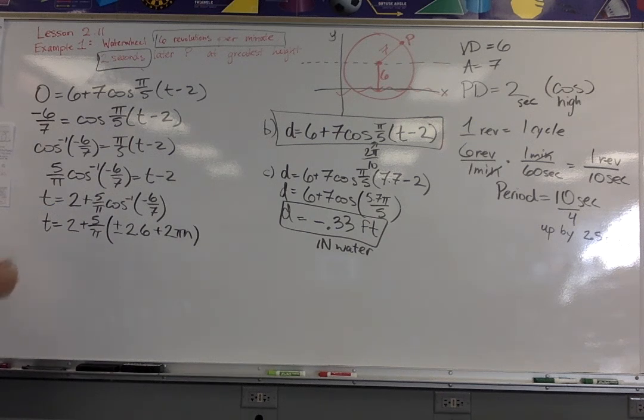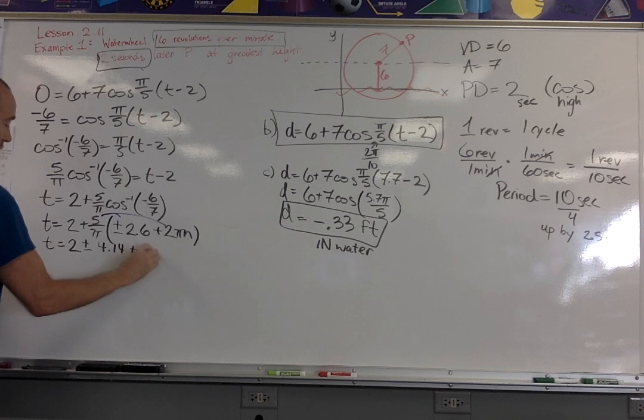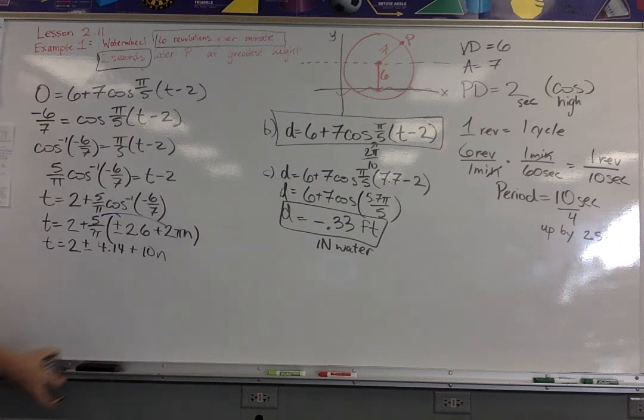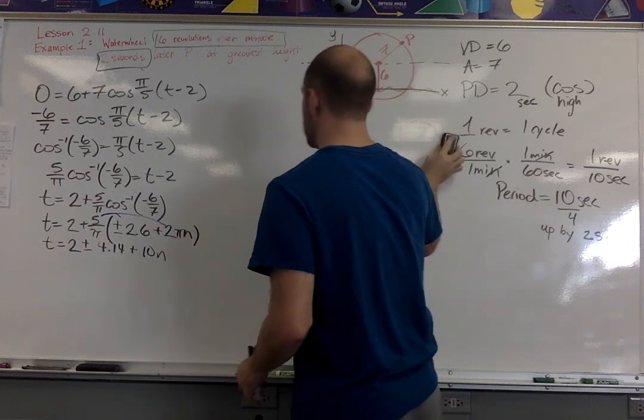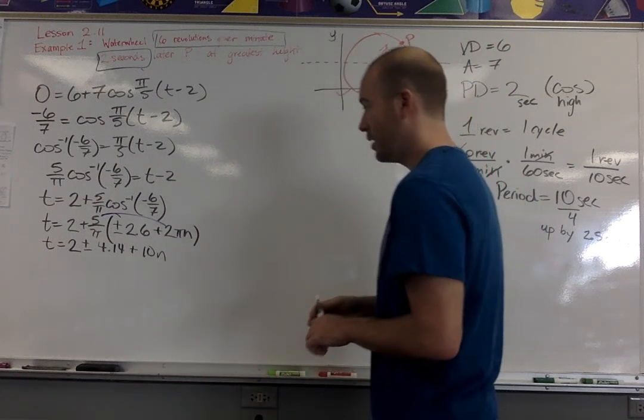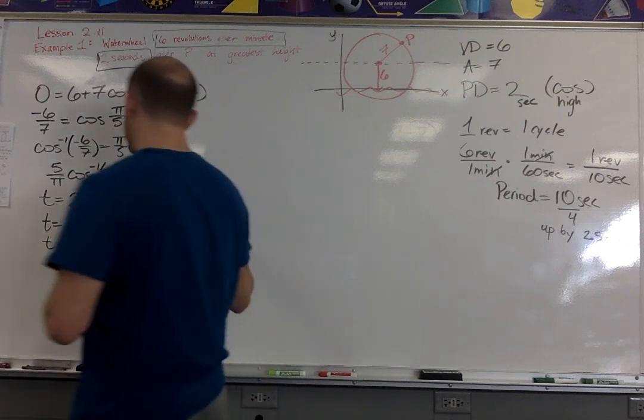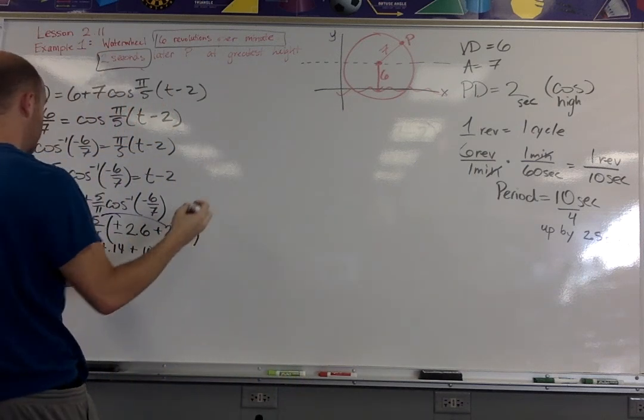Once we have that, we then can distribute our 5 over pi. When you do that, you're multiplying by 5 and you are dividing by pi. And what you get is 2 plus or minus 4.14 plus 5 times 2 is 10. Pi's cancel, and there's an n. So we've got it down to 2 equations, and now we want to find the times. So we're going to do negative 2 plus 4.14. Not negative 2, positive 2. Positive 2 plus 4.14, which is going to give you 6.14.